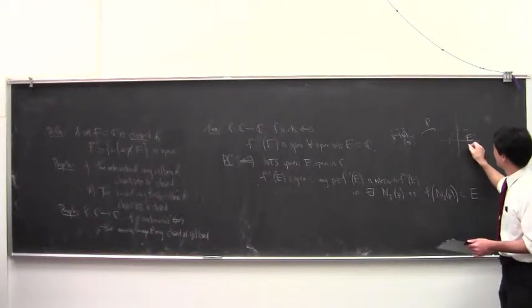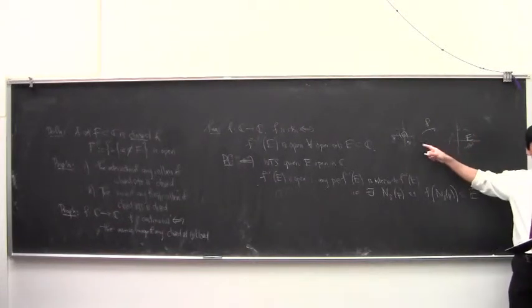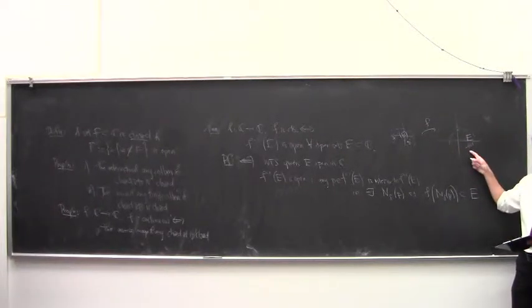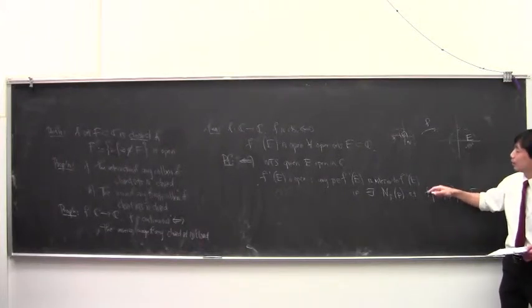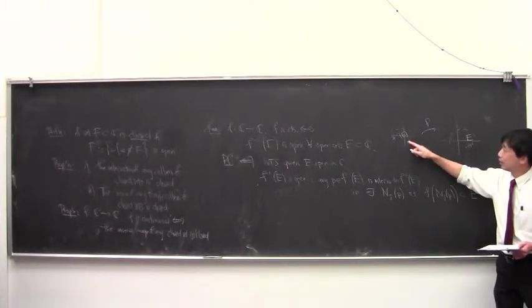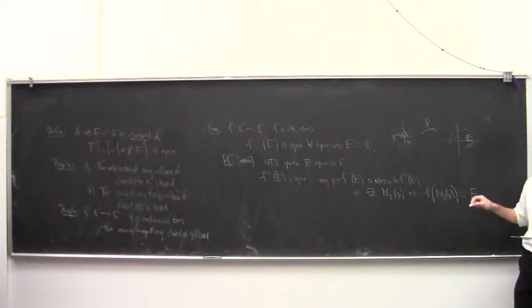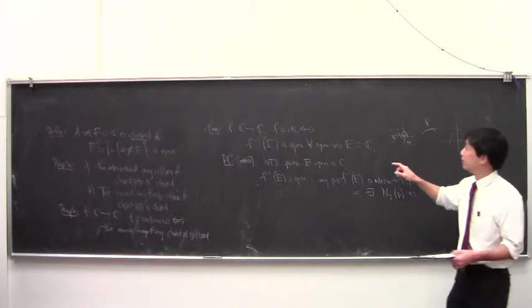Let's think. Here's F of P. P is in the pre-image of E, so F of P is in here. And how do you want to show that there's a neighborhood around P that is contained in E? Okay, I'll let you think about it. If you understand, you have only one fact to use.